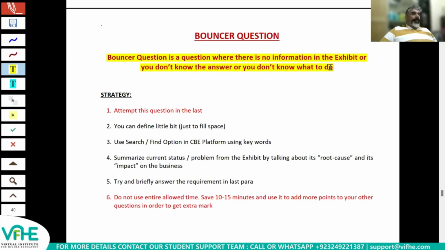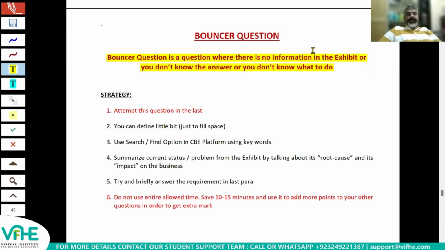So now, what do we do with a bouncer question? Zaryab, it could be anything. So what do you suggest? It can be the first question, it can be in the middle, it can be in the last, it can be anywhere. What do we do with a bouncer question?